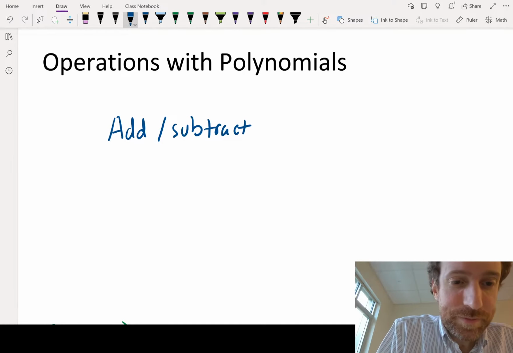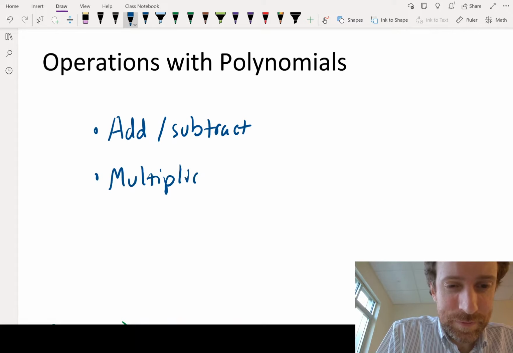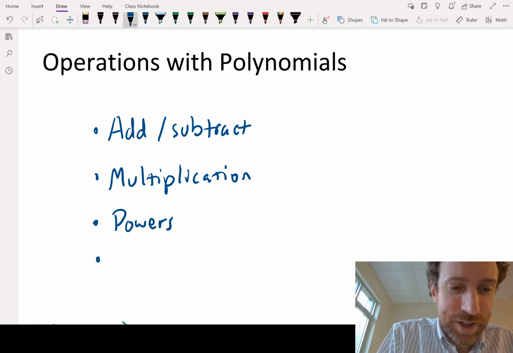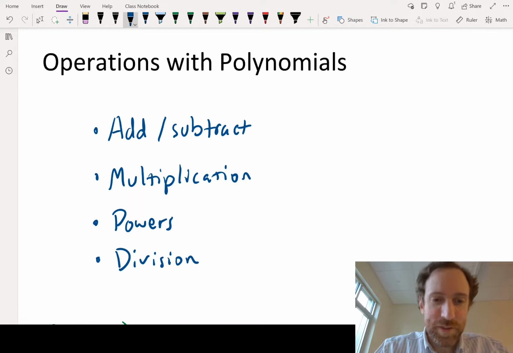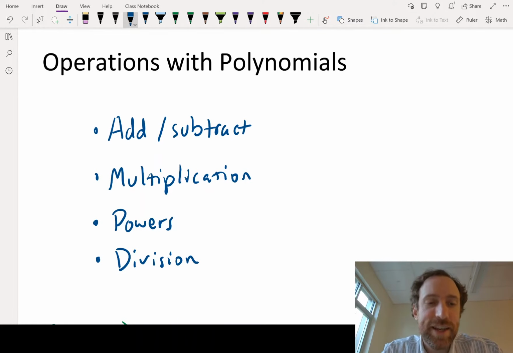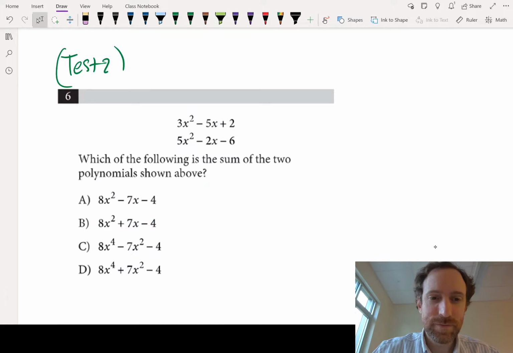or multiplication, or powers, which is really just the same thing as multiplication, or dividing. Hopefully you've learned how to do all these things in Algebra 2 and or Pre-Calculus, and these do show up on the SAT, so let's take a look.